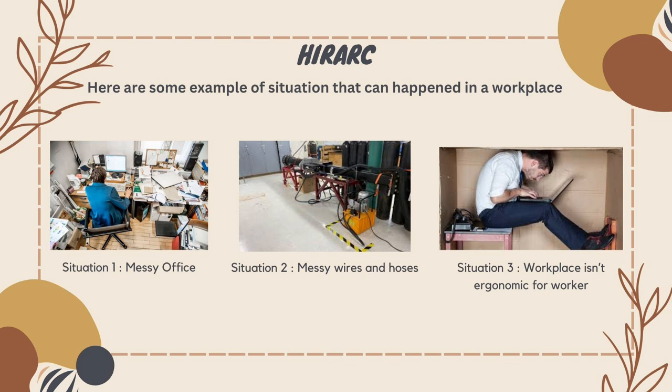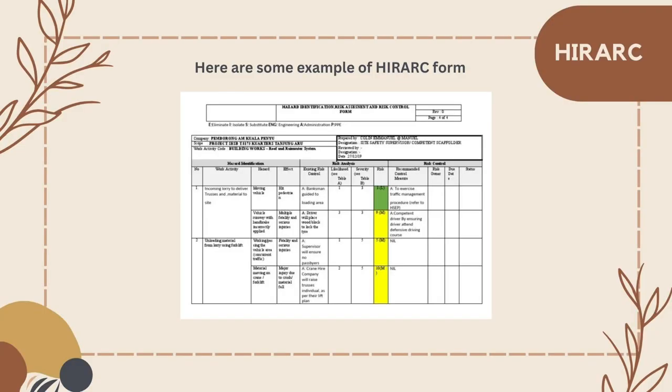Situation 1, messy office. Situation 2, messy wire and hoses. Situation 3, workplace isn't ergonomic for worker. And here are some examples of hierarchy form.